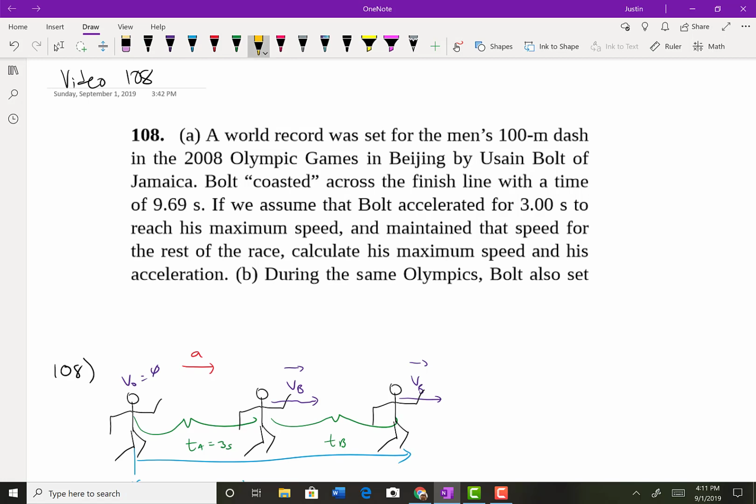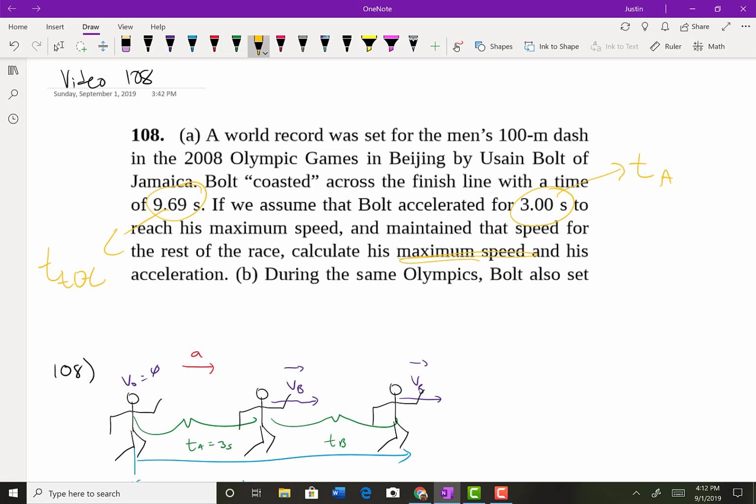It says: 108 part A. A world record was set for the men's 100-meter dash in the 2008 Olympic Games in Beijing by Usain Bolt of Jamaica. Bolt coasted across the finish line with a time of 9.69 seconds. So that would be our total time. We call it T total. If we assume that Bolt accelerated for 3 seconds, so this is part A, I'll call it time A, to reach his maximum speed and maintain that speed for the rest of the race, calculate his maximum speed and his acceleration.